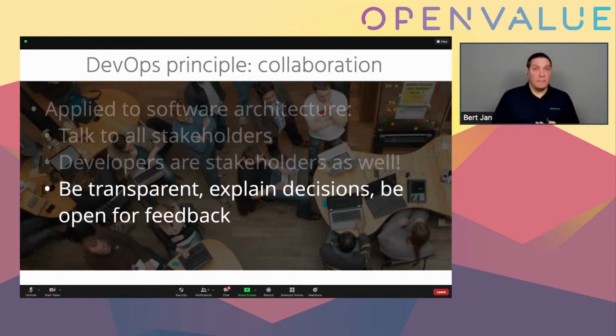Be transparent as a software architect. Explain decisions. Explain why you want them to do this in a way like this. And be open for feedback as well.